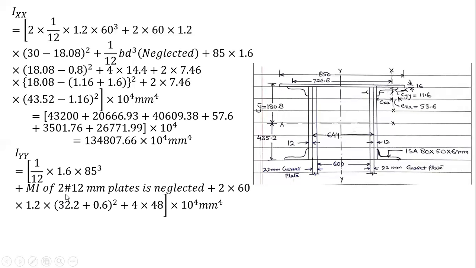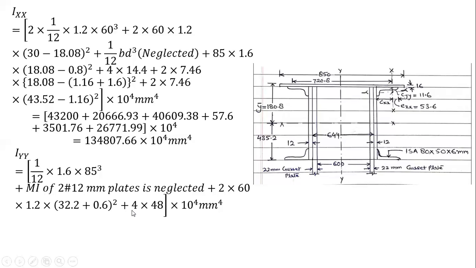Plus the moment of inertia of the 12 mm plates is neglected. This plate and this plate moment of inertia is neglected because the depth is small. So the D cube is very, very small, so it is neglected. Plus twice into area. So I took the parallel axis theorem here for this plate and this plate. So twice into area into h bar square, how much is it? This is 644. So 644 half is how much? 32.2. Plus CG here. This distance is 12, so CG is 0.6. So 32.6 plus 0.6 whole square. Clear?